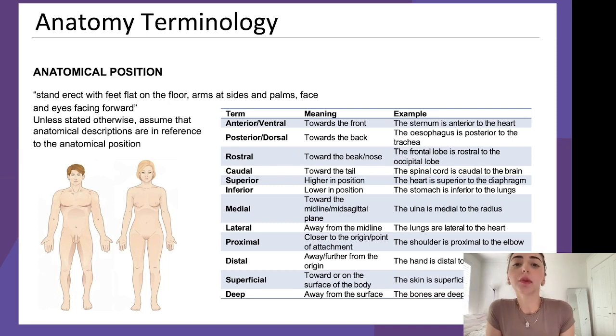So, starting with the terminology. The terminology is something that they kind of ease you into in the first few weeks, and then it's just expected that you'll understand what we mean when we say things like superior or inferior, okay?